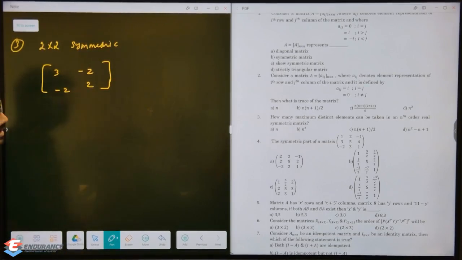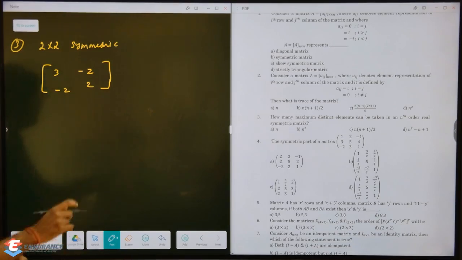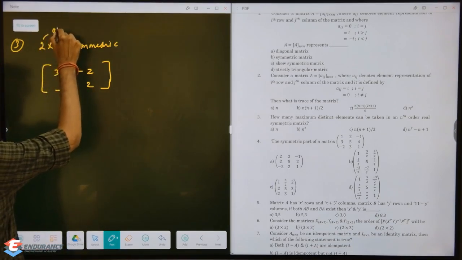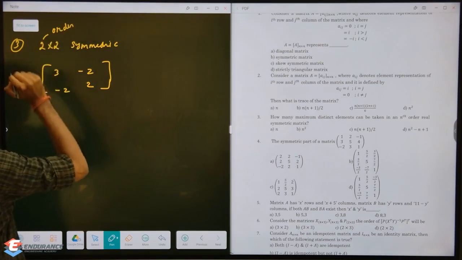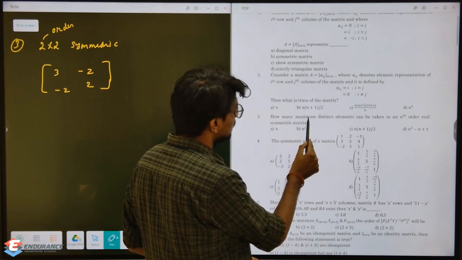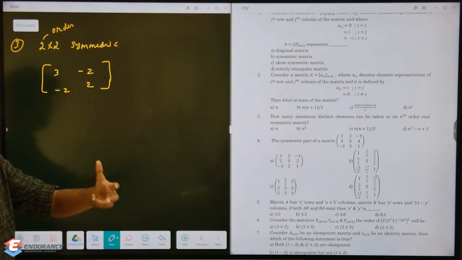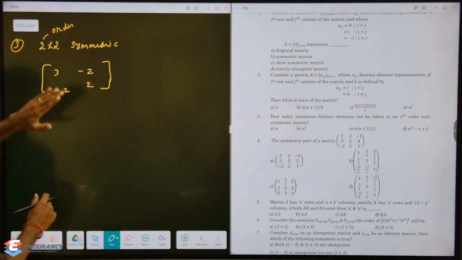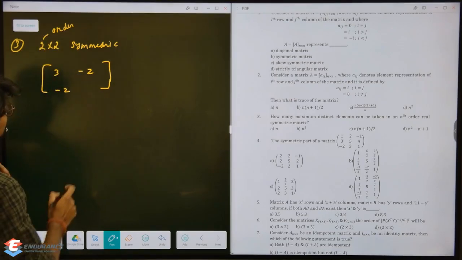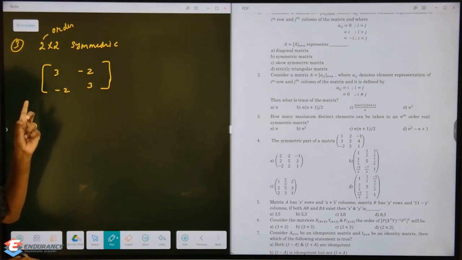Maximum distinct elements that can be taken in an nth order real symmetric matrix. Here my order is 2. For order 2, and also the question states maximum. So what is the maximum distinct element I can form? See, what is meant by that? For example, the same example, instead of 2, I can have 3, right? Is it a symmetric matrix?